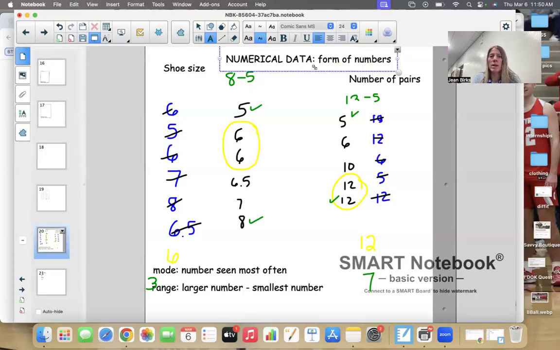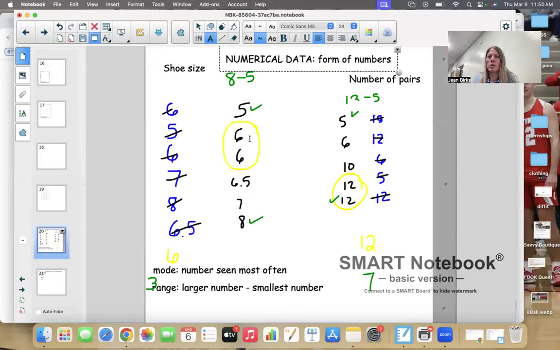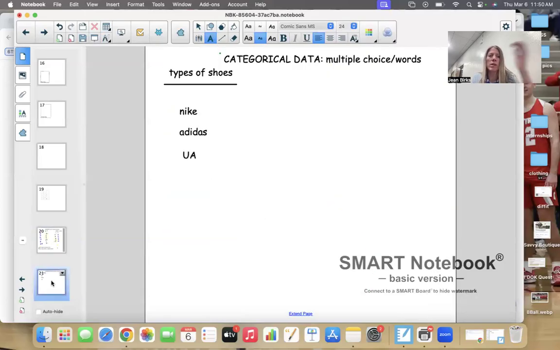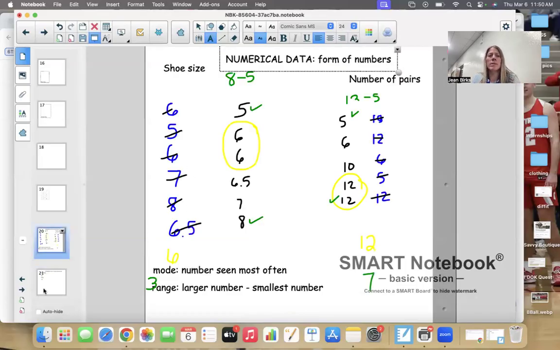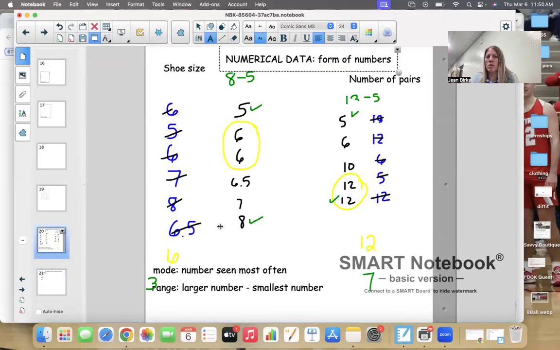Hit pause until you have that in there. By contrast, when my answer choices were like multiple choice, that's called categorical data. So you're more looking for word or multiple choice answers. I'm going to put multiple choice / word answers. Okay, there's a difference. I can put numbers in order from least to greatest. I really can't put words in order from least to greatest. I can subtract these. I can't subtract words. So there's a difference between categorical data and numerical data.